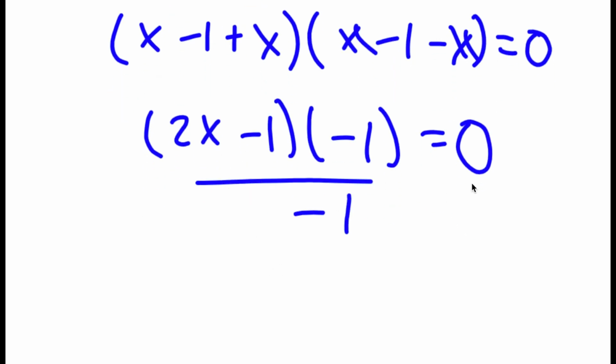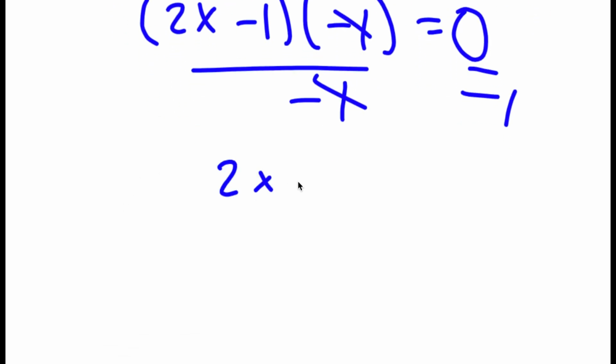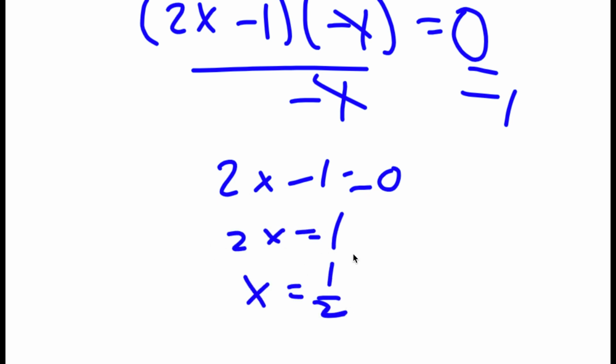So now if I divide both sides by negative 1, these two cancel out, and I get 2x minus 1 is equal to 0, meaning 2x is equal to 1, and x is equal to 1/2. That's my second method.